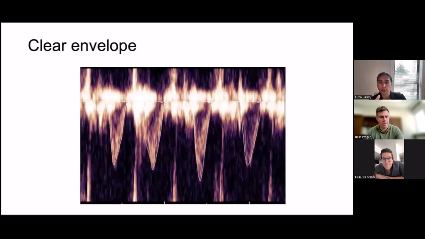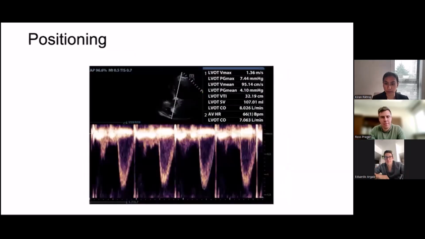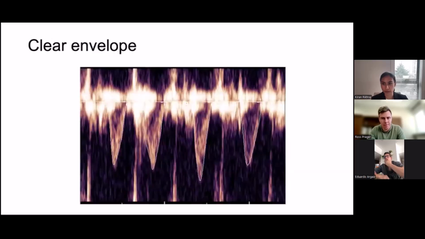The next thing you want to ensure is that you have a clear envelope. As you can see from this image, this is a pretty poor envelope. The prior image had that really nice spectral envelope with central clearing, which is what you want to look for. In this one, you have no central clearing.